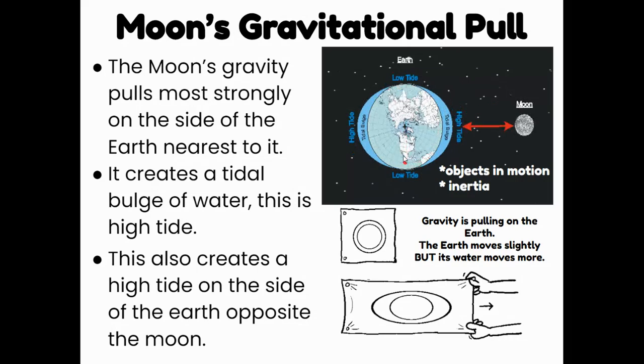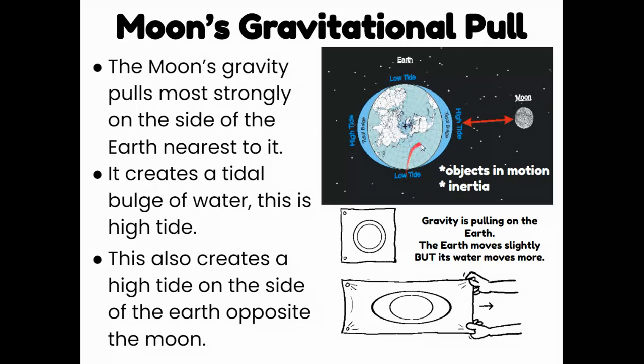Now you'll notice there are 2 low tides happening at the same time and 2 high tides happening at the same time. And this is where physics comes in, right? So it creates a tidal bulge of water, and that's high tide here and then opposite here. This also creates a high tide on the opposite side of the Earth. So the gravity is pulling on the Earth, it moves slightly, but its water moves more.